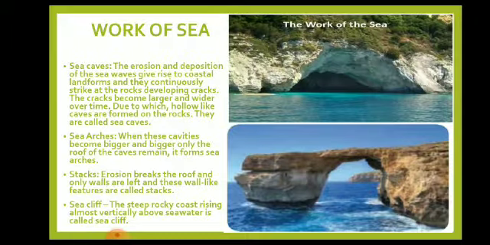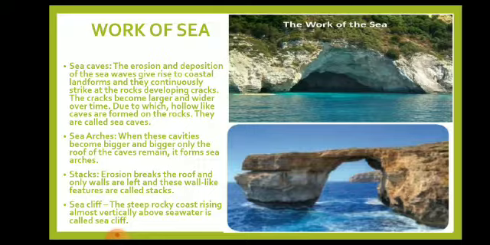Next topic is work of the sea. Like rivers work in the formation of landforms, the sea also works. What are the works done by the sea? Sea caves. The erosion and deposition of the sea waves give rise to coastal landforms. They continuously strike at the rock, developing cracks. The cracks become larger and wider over time, due to which hollow-like caves are formed on the rocks. They are called sea caves.